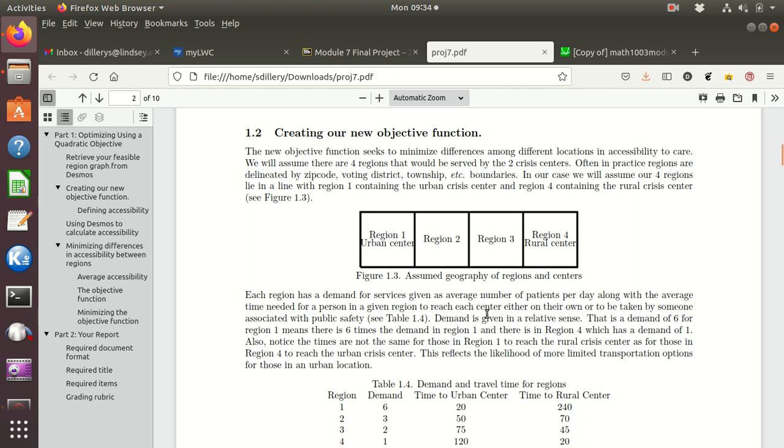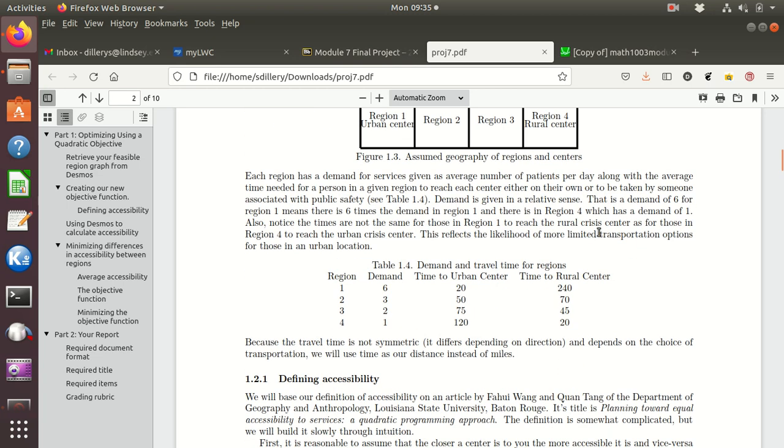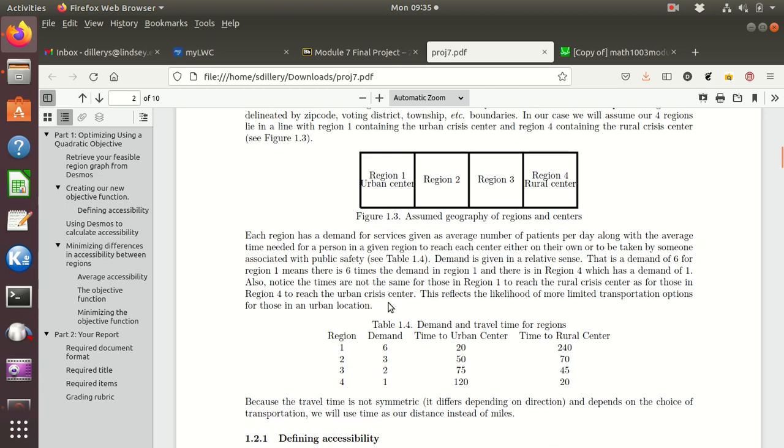And so what we want to do is try to model that idea, but try to place our counselors so that the accessibility is the most even it can be between the 4 centers. And so we have some data. For each region, we have the demand for the centers.